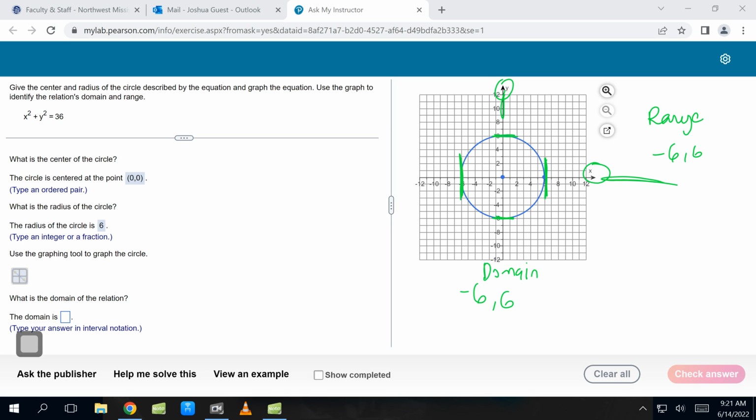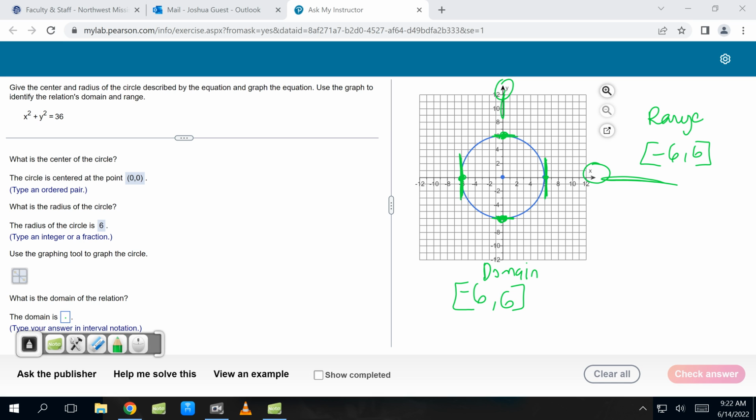So you tell me, do I put brackets here with these 6's and -6's, or parentheses, or does one get one and something get the other? Well, do we include those values? Yes, my circle goes to 6 and -6. It goes up to 6 and down to -6. So it's going to include the endpoints on the domain and range here. So both my domain and my range are going to be -6 to 6. Now, this is not a function, because it doesn't pass the vertical line test. But it is still a relation and it has a domain and a range.